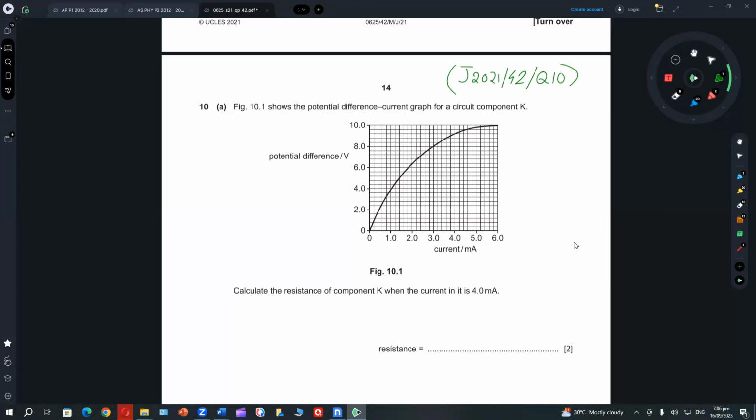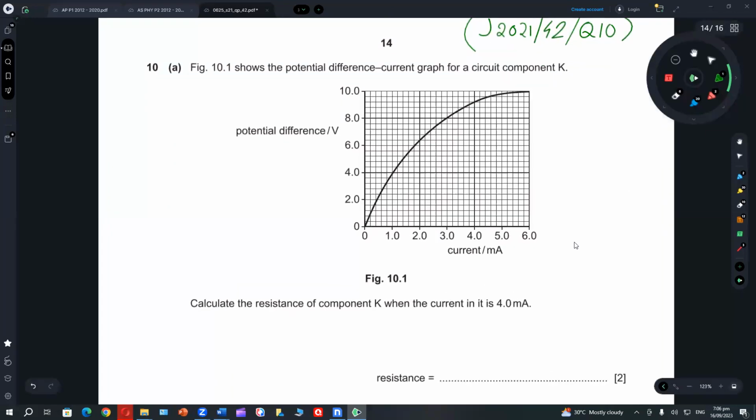The figure shows the potential difference versus current graph for a circuit component K. Calculate the resistance of the component K when the current is 4 ampere. It's a VI graph. So the gradient.